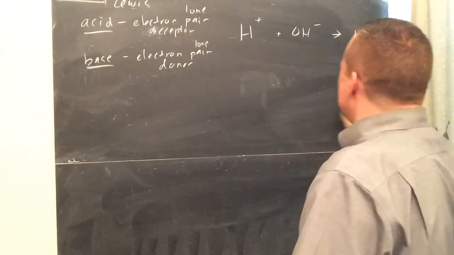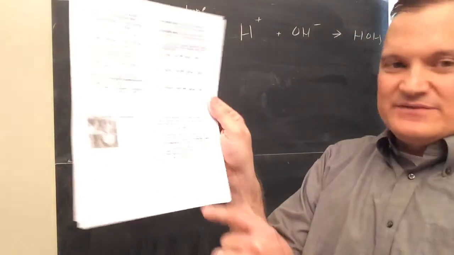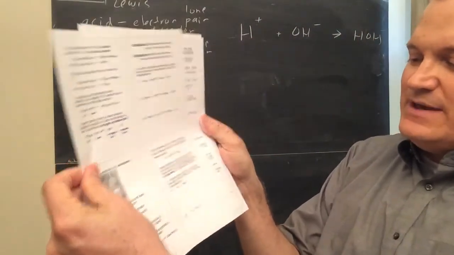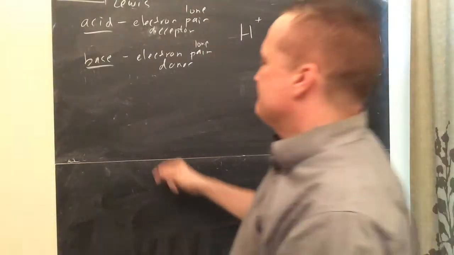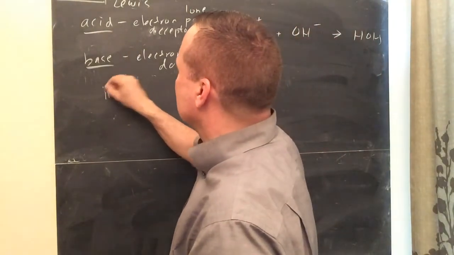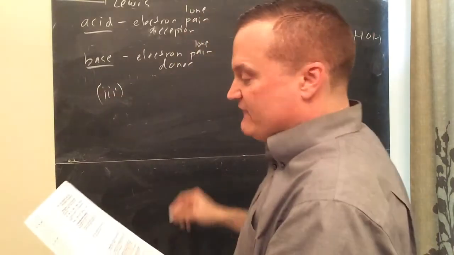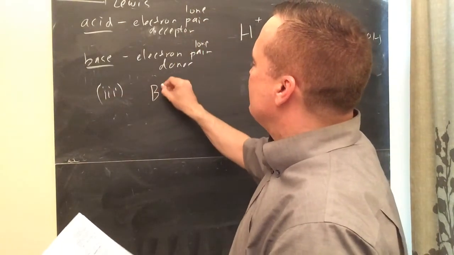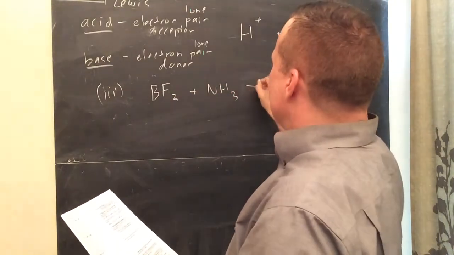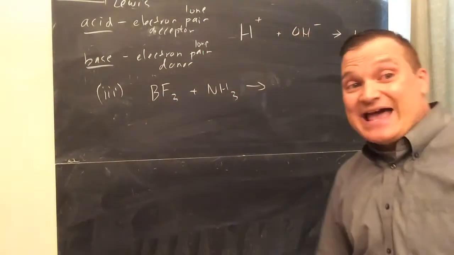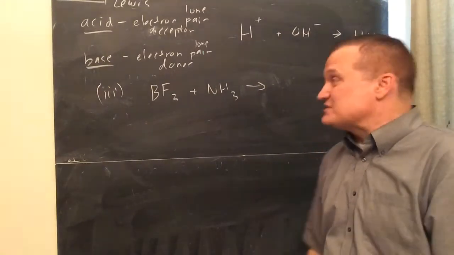All right, so now I want to go over the examples. I might zip through them. Let's go to part 3. Actually, I want to do number 3 first, not part 3. It says BF3 plus NH3. Oh, and I didn't even tell you what it produces. This can actually be an equation prediction.